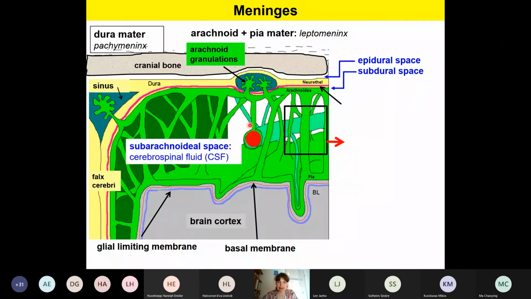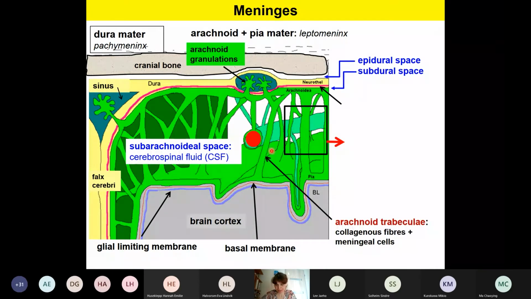But the space between the arachnoid and the pia mater is a very important space that is called the subarachnoidal space, and here we can find the cerebrospinal fluid, which is very important. It makes the brain lighter, so the brain is actually swimming in this fluid. And as you can see, we also have vessels in the subarachnoidal space. And the pia mater and the arachnoid are connected with each other by so-called arachnoid trabeculae.